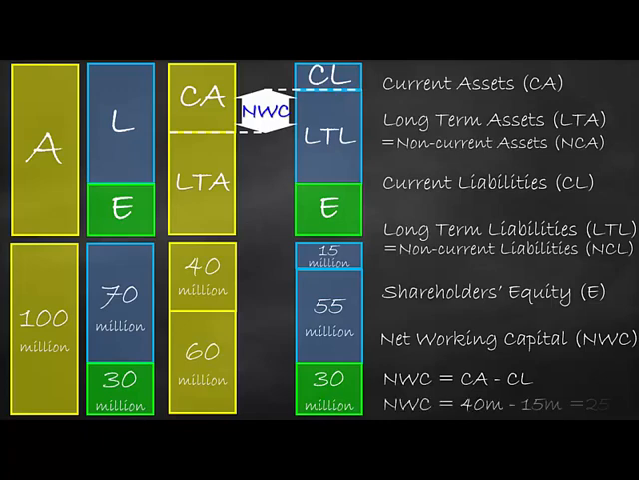So, net working capital is equal to $40 million of current assets minus $15 million of current liabilities, which gives us a net working capital of $25 million.